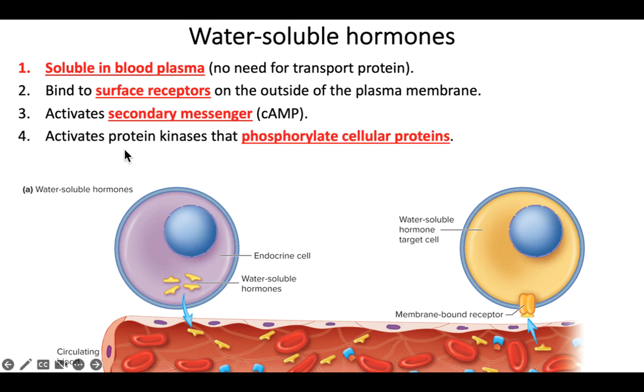Then what that secondary messenger does is it activates some enzymes that cause phosphorylation of proteins. So the proteins are already there. They just need to be basically turned on. Phosphorylation is attaching these little phosphate groups that will then activate the protein, and then the cell does something new. All right, so a little bit different than that lipid-soluble hormone.